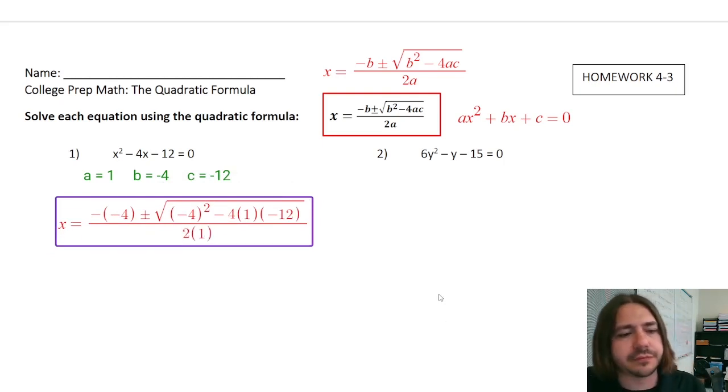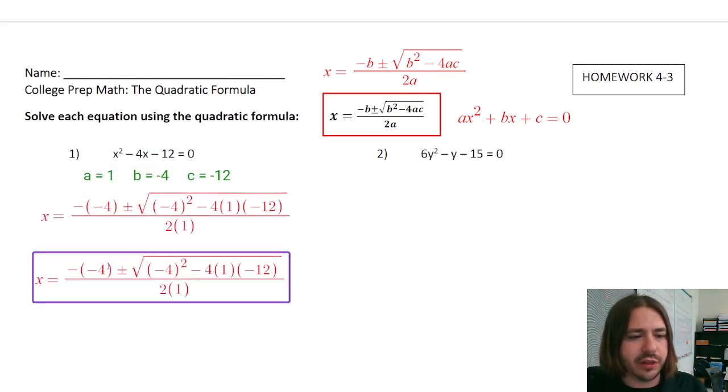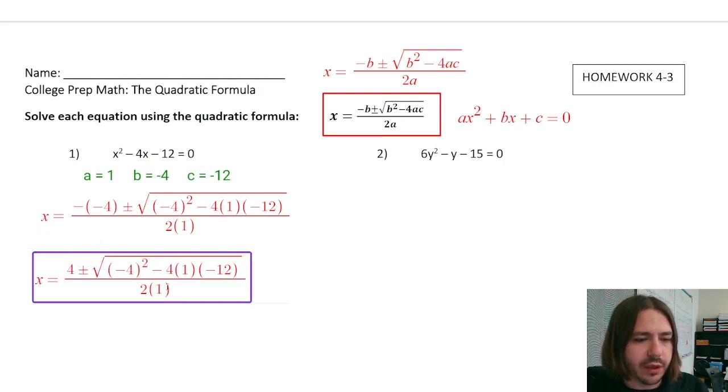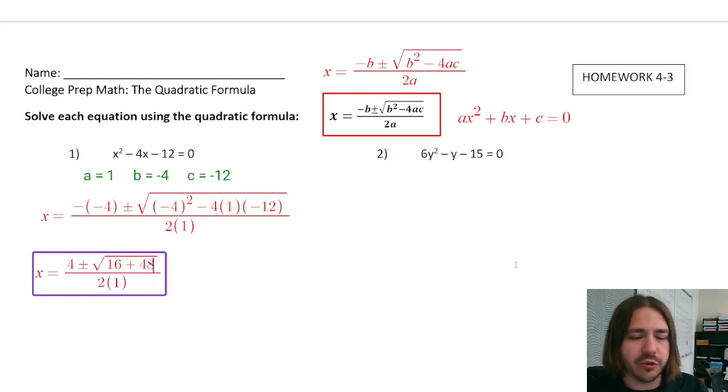All right, so let's simplify this madness here. This looks like a big disaster, but we'll just take it one thing at a time. So -4, that's just going to be +4. -4 squared, that's 16. You got -4 times 1 times -12. This is all going to be +48. Again, you can put this in your calculator. I'm just trying to show you how I would do it even without a calculator. And then divide by 2.